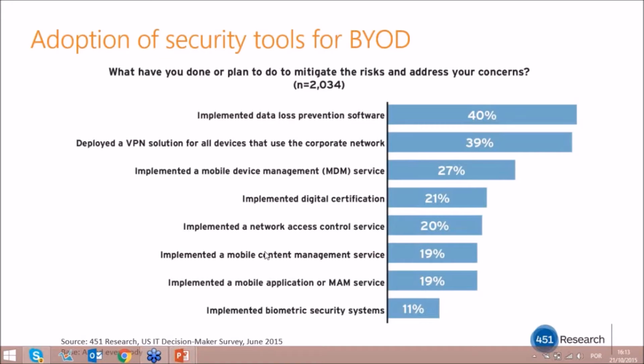27%, so an area I cover is enterprise mobility management. Here we see 27% of companies have deployed mobile device management, which is good for provisioning and deprovisioning devices, but generally doesn't have a very strong data focus. We see 21% have employed digital certificates. Network access control is also pretty high, to intercept devices as they come into a corporate Wi-Fi network.